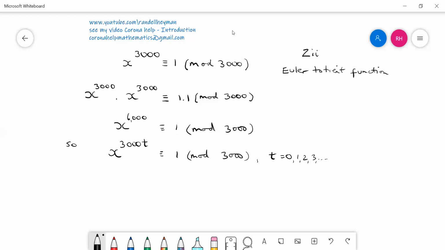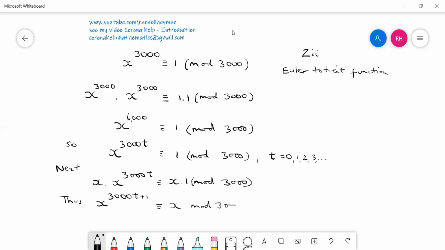Now we can multiply both sides by x. So x times x to the 3000 t is equivalent to, well, actually that should be an x now, shouldn't it? So let's make that x times 1 modulo 3000, so just x. Once again, same idea: I can just add the powers, so x to the 3000 t plus 1 is equivalent to x modulo 3000.